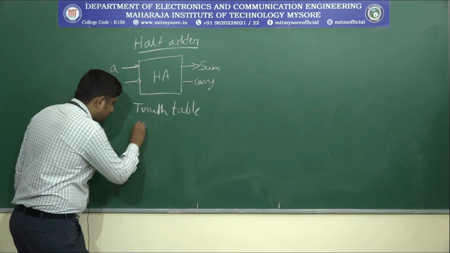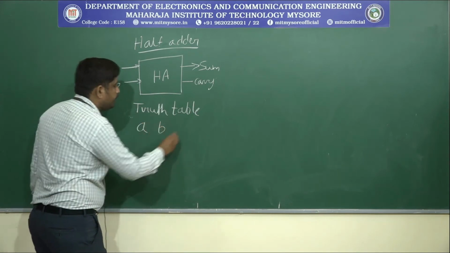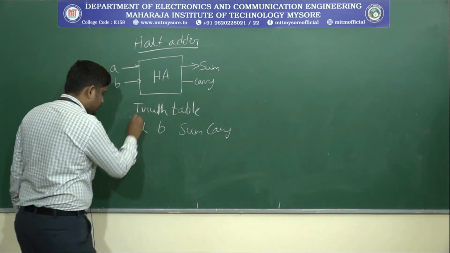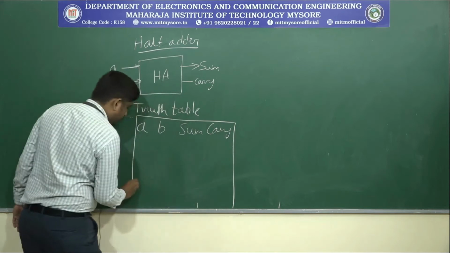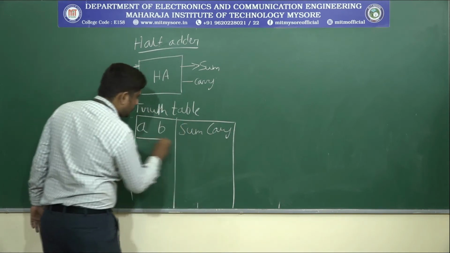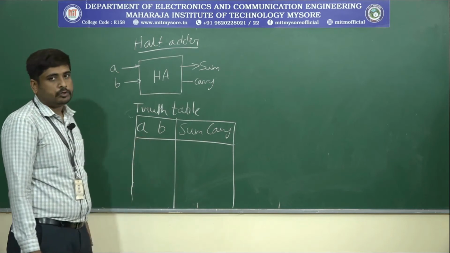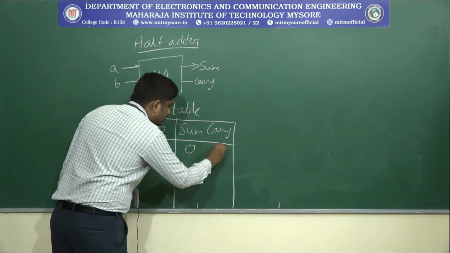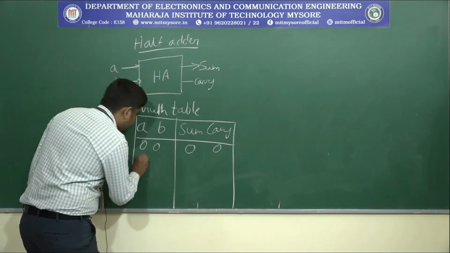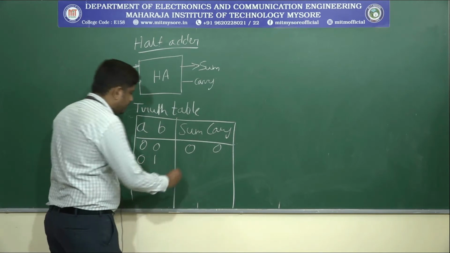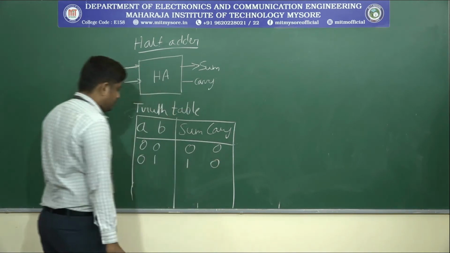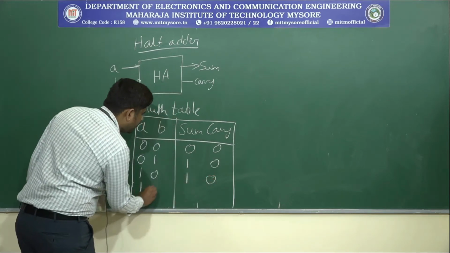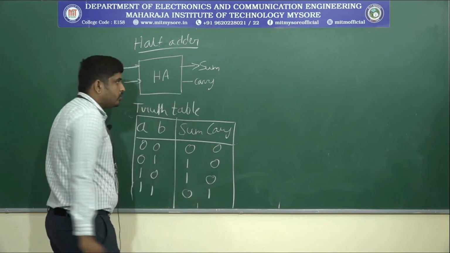Truth table: A and B are the inputs, and sum and carry are the outputs. Here there are two inputs, so there are four combinations. If it is 0 0, then obviously sum is equal to 0, carry is equal to 0. If it is 0 1, then sum is equal to 1, carry is equal to 0. If it is 1 0, then sum is equal to 1, carry is equal to 0. If it is 1 1, then sum is equal to 0, carry is equal to 1.